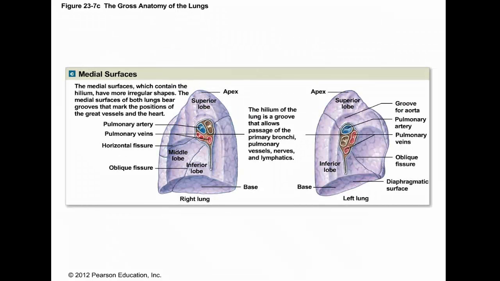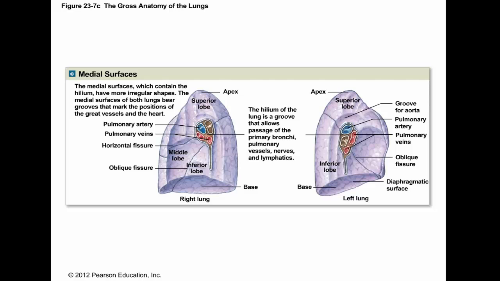Now we're looking at the medial surfaces, and you can see here that we've got the airway moving through and you've also got the pulmonary arteries and the pulmonary veins. Now remember that the pulmonary arteries are carrying deoxygenated blood because they're coming from the heart, and the pulmonary veins are carrying oxygenated blood because this blood has been down to the alveoli and has had its carbon dioxide dropped off, and new rich oxygen is now filled with all of that hemoglobin.